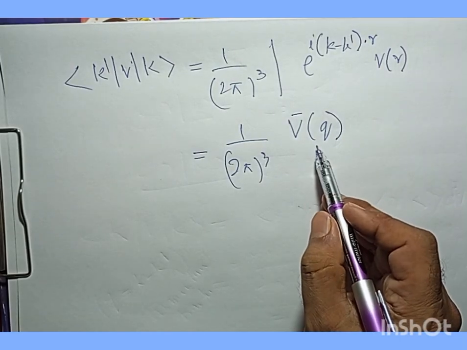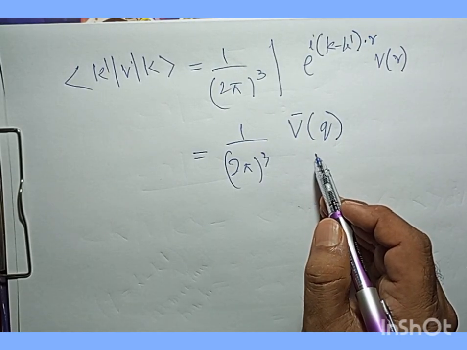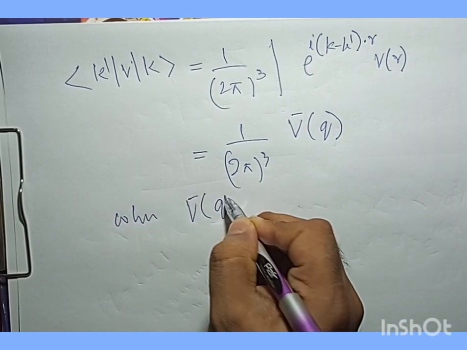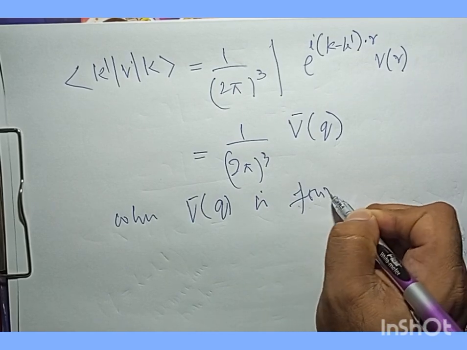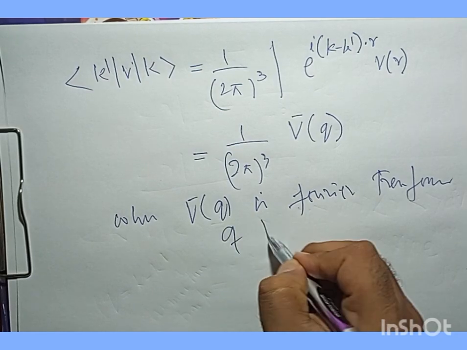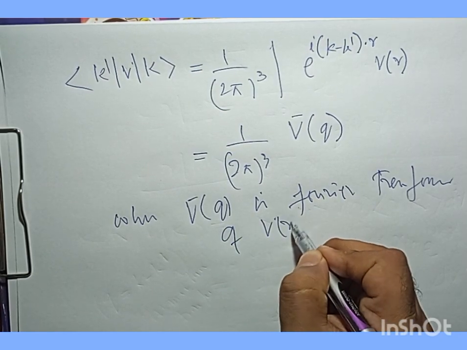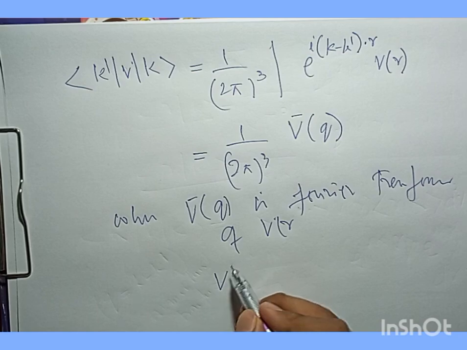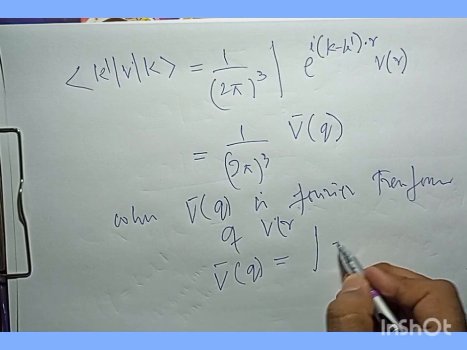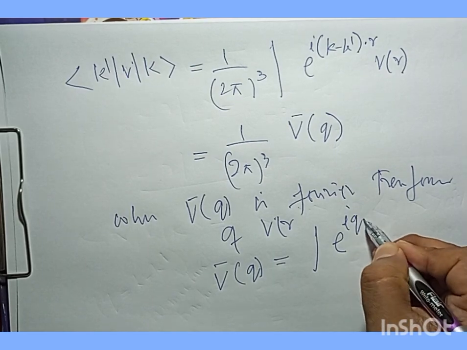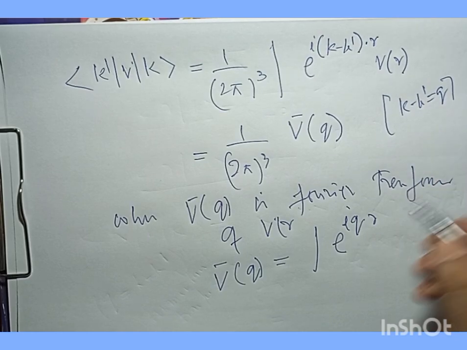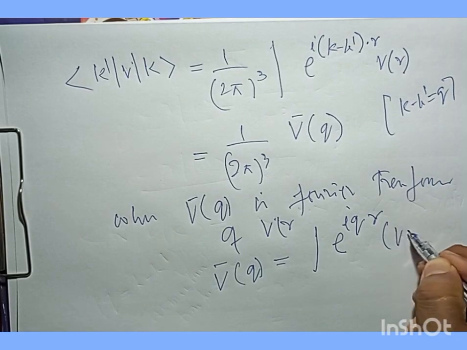Now, what is this V bar of q? It is the Fourier transform of the potential V of r. So what is this V bar of q? It is the integral of e^{i q·r} V(r), because I have already defined k minus k dash as q.